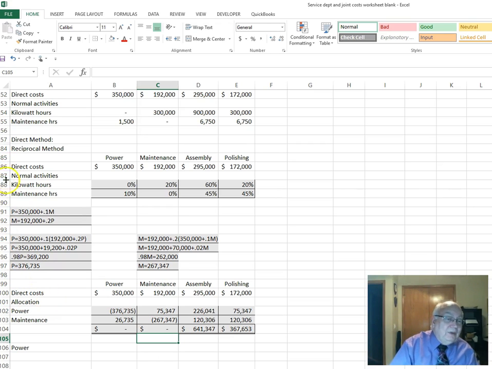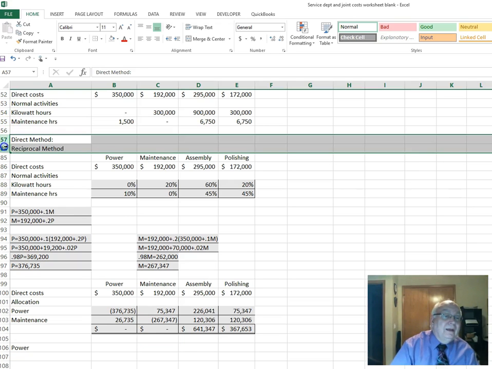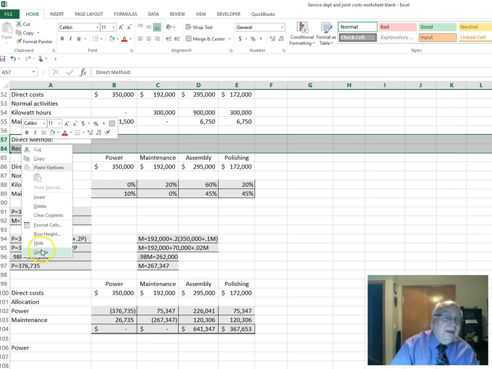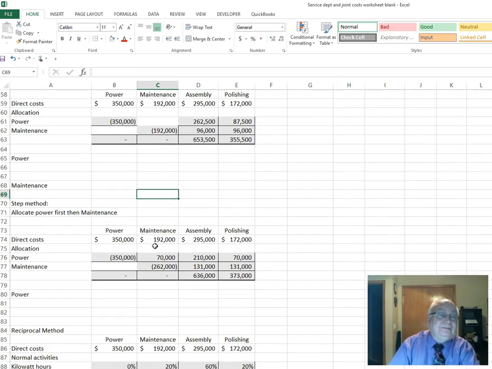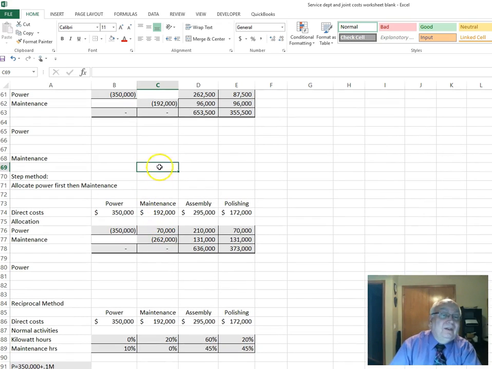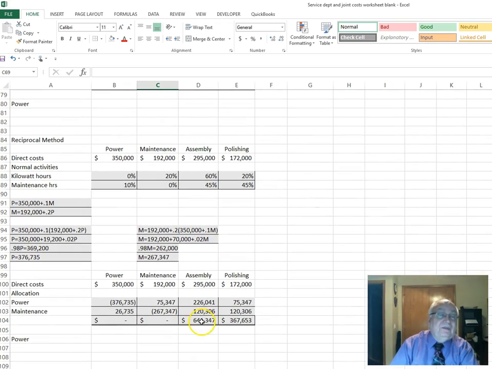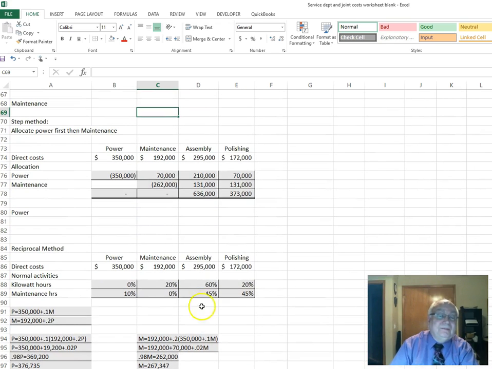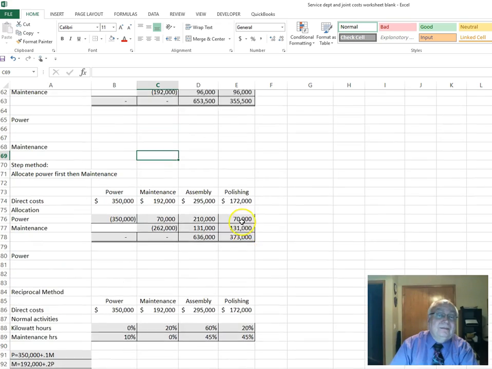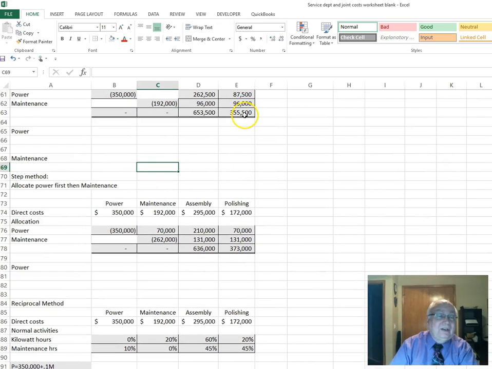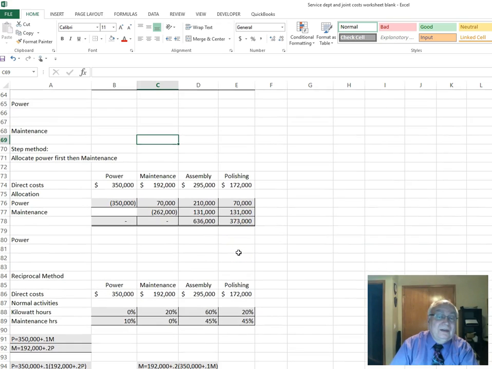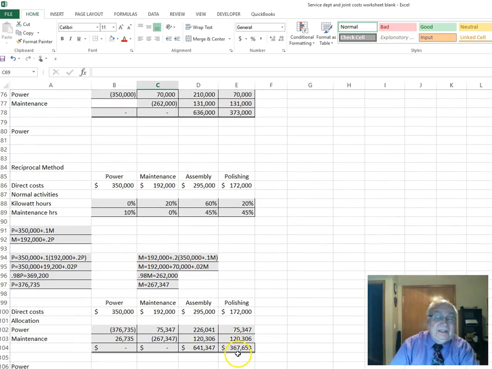Now let me open these up a little bit if I can find where I did it. It's up here. Okay, and we can compare the methods we have. So here's the allocation we have. Under the direct method, for the assembly department, we had 653,500. Under the step method, it was 636,000, and under the reciprocal method, it was 741,347. And polishing was 355,500 under the direct, 373 for the step, and 367,653.